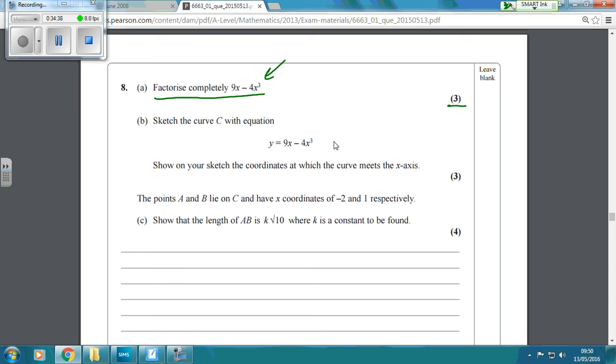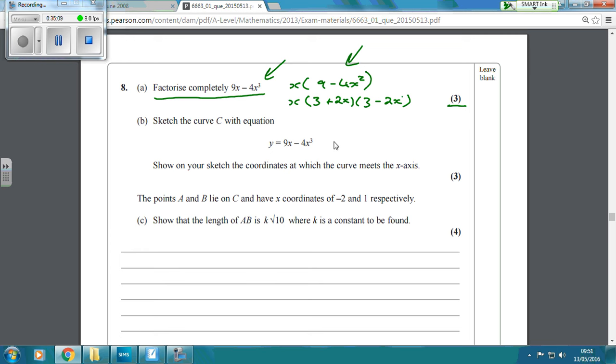So if we do that, we take out an x, and that's going to be 9 minus 4x squared. And then we've got to put it into two brackets, and so it's a matter of spotting that this thing here is the difference of two squares. So something times something is 9, so that's going to be 3 times 3. You're going to have a plus and a minus. Something times by itself is 4x squared, so it's going to be plus 2x and minus 2x. So that's the first 3 marks, and that should be relatively straightforward.